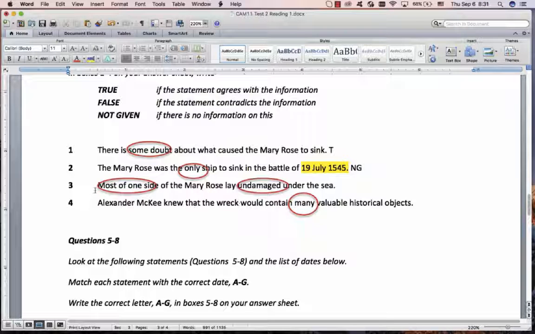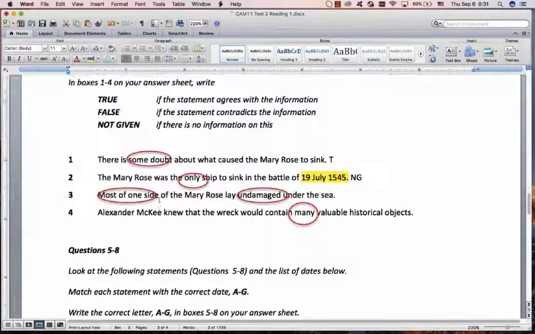Right, very difficult. Now, most of one side of the Mary Rose lay undamaged. They can change most. It can be all or some. And undamaged, they can say damaged or undamaged. So they could change either one of those two. Scanning language, what? It's probably these two as well. In this case, your target language and your scanning language are the same. We're not going to scan for Mary Rose, and there's a lot of sea in this passage, so you've got to scan for undamaged and most of one side.